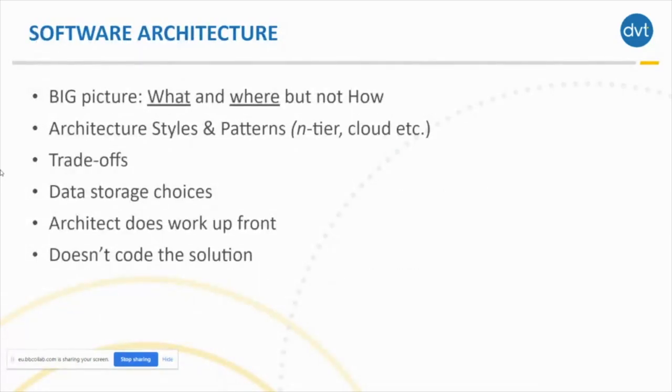Software architecture, the bigger picture, is always about what and where, and it is not about how. It's all about understanding the different architecture styles and patterns. There are certain trade-offs you can look into: how does the storage work, how does something else work, what kind of context are we looking into? And the architect has to do a lot of work upfront to understand what could possibly work, what they need to build and where they can build it.